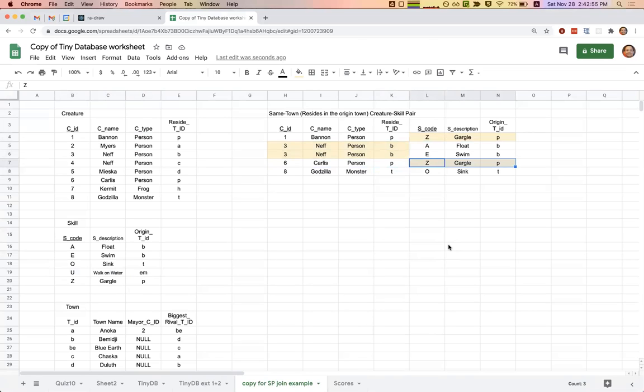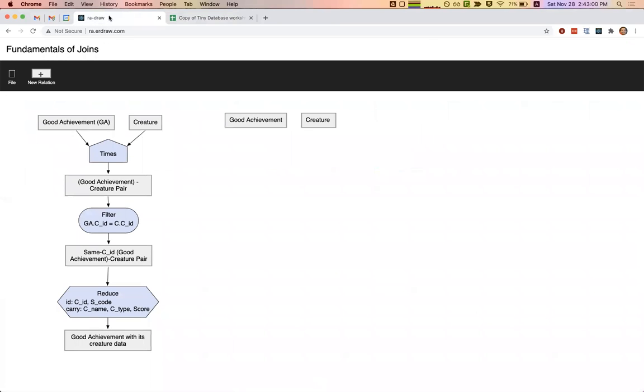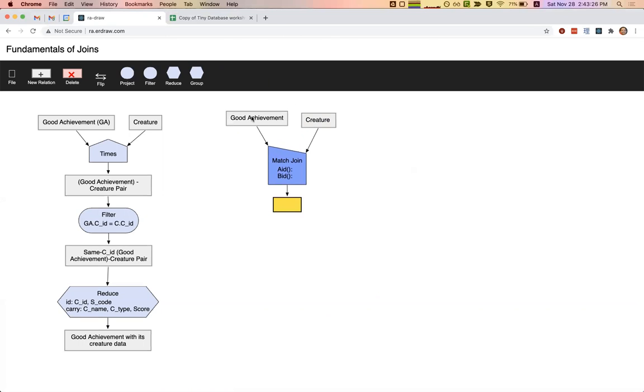How can we plan for all of these problems? So let's go back to good achievement and creature. And in order to think through all of these things at once, we have a bit of a framework to work with. So we're going to select these two that we're going to join with and start up a match join. There's two things that we're going to decide here. We're going to decide what we are trying to get to as an end base, which is going to be the relation that we attach to the peak. The peak represents the relation for which the base is going to pass through.